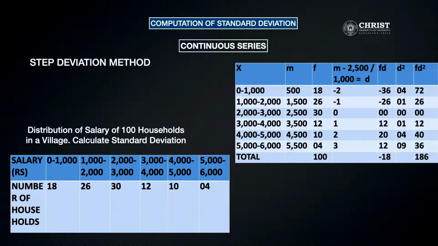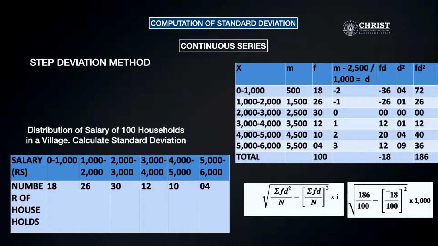When you substitute the values in the equation, we get 186 divided by 100 minus 18 divided by 100 squared, and you take the square root, multiplied by 1000. So you will get rupees 1351.9. That is the value of standard deviation.